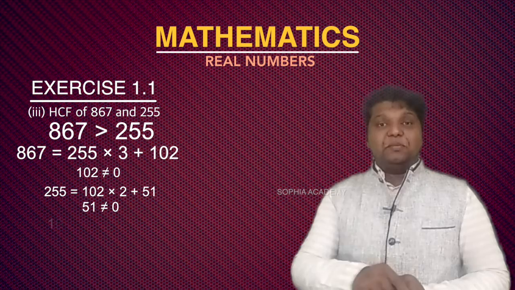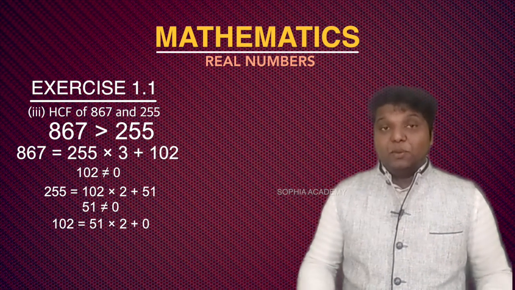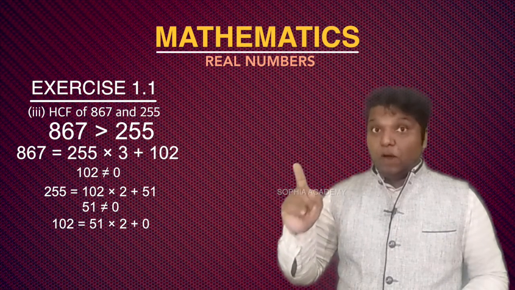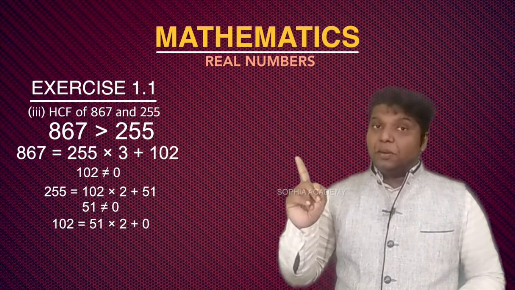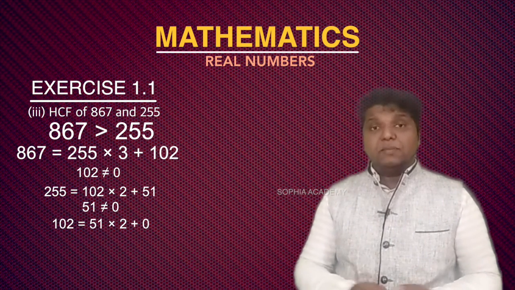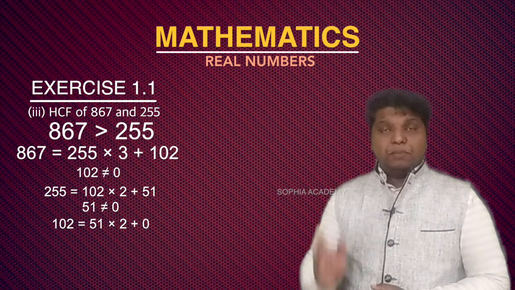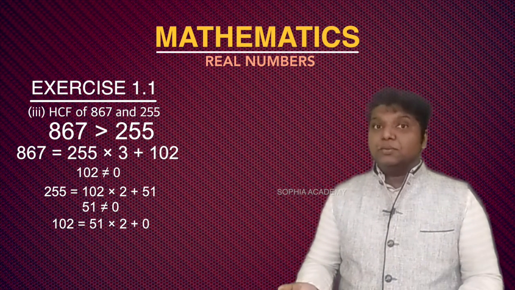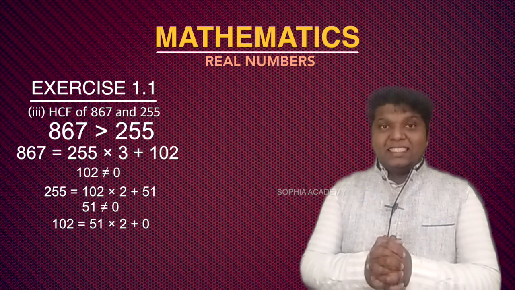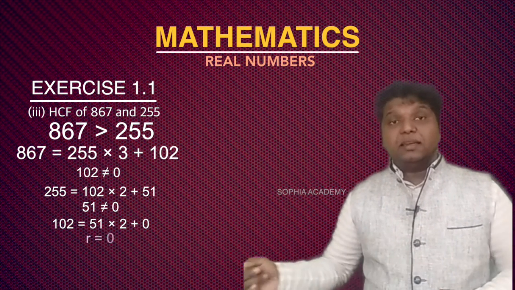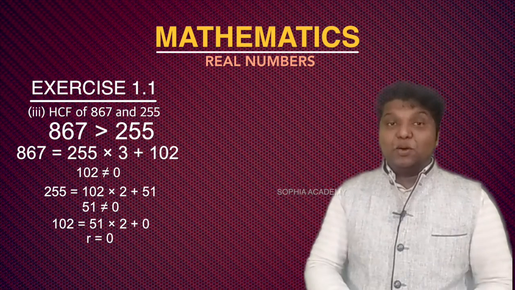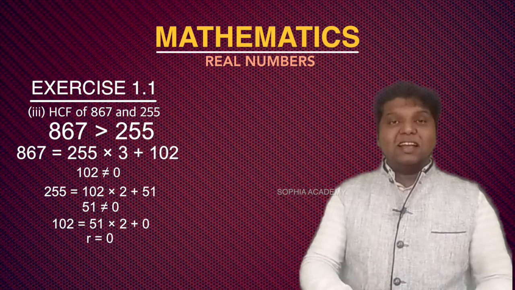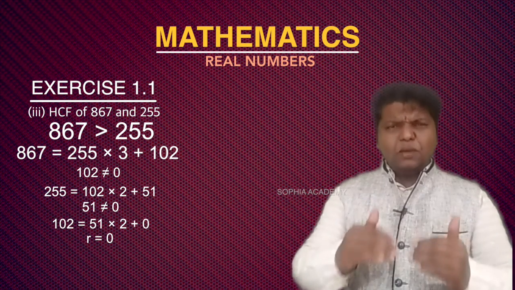Next step. 102 is equal to, tell me how many times? By 51 you have to do. Every time you have to divide by the remainder of the previous step. Don't forget. Here, the remainder of the previous step was 51, so let us divide by 51. How many times? 51 into 2 plus what is the remainder after that? 0. That means 51 twos are 102; it's totally inside that number, so you got the remainder as 0. When you get the remainder as 0, what should you think? Your steps are over. No more further algorithm. Pens down. It's over.